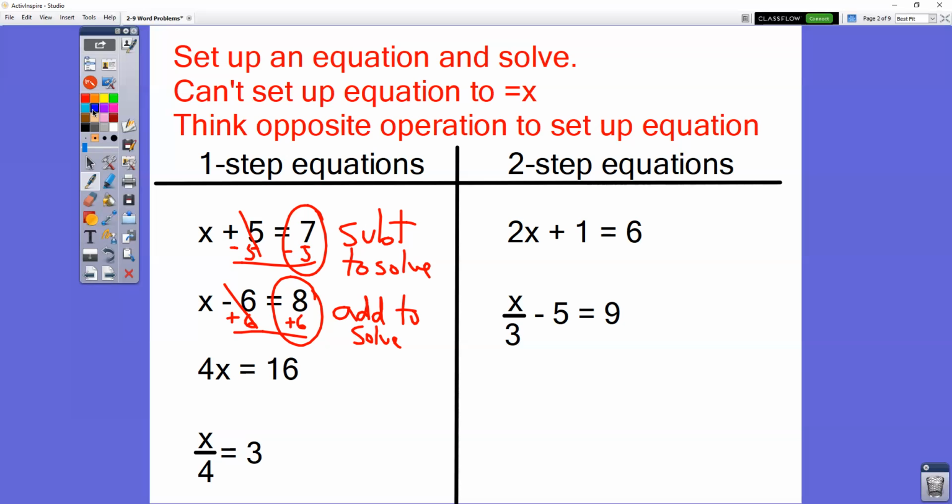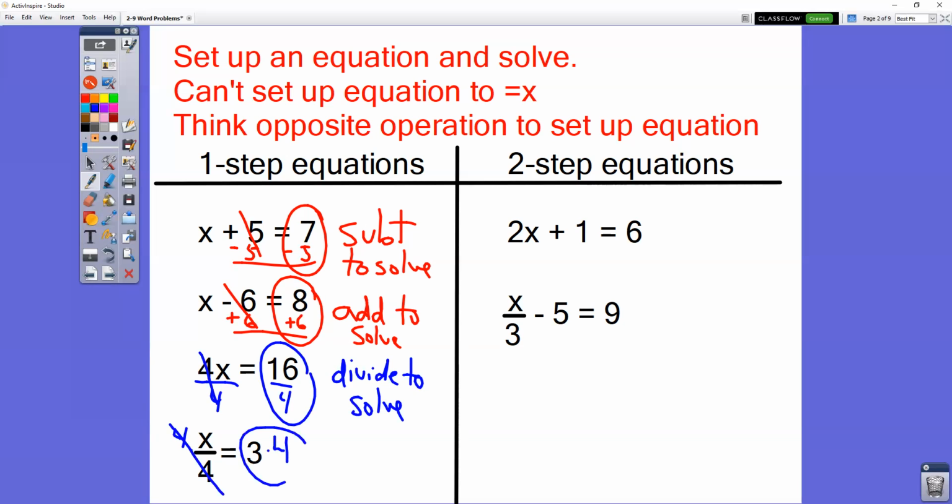This is a one-step multiplying equation, so you're going to have to divide to solve it, because we would end up doing divide by 4, so we end up dividing to solve it. And then we have multiplying here. This is a one-step dividing question. We end up multiplying to solve it. So again, you have to think about the opposite. You have to think, if I was just solving the word problem, what operation would I do to actually solve it? And then you got to think opposite.